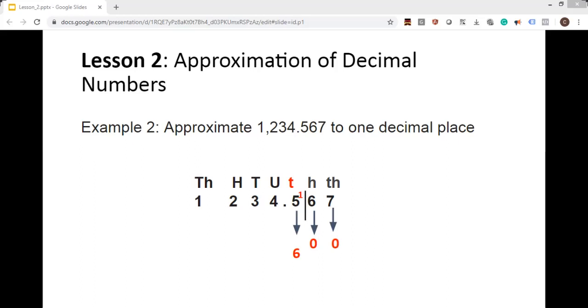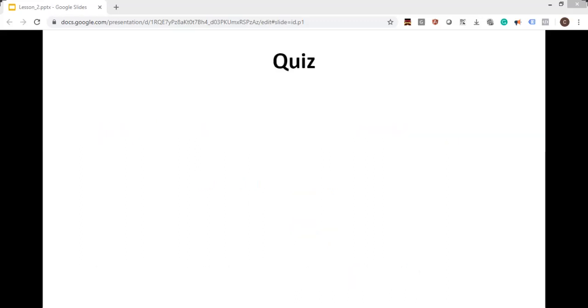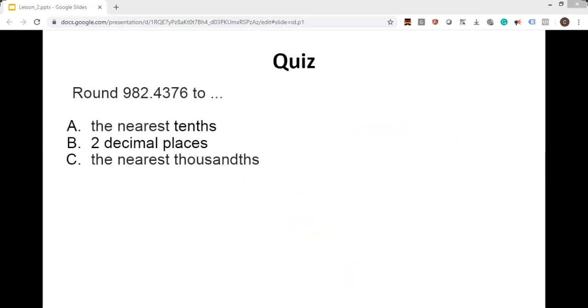Beautiful. So, 1234.567 becomes 1234.6 to one decimal place. I hope this is clear. Now let's test our knowledge. We want you to round 982.4376 to A, the nearest tenth, B, 2 decimal places, C, the nearest thousandth.